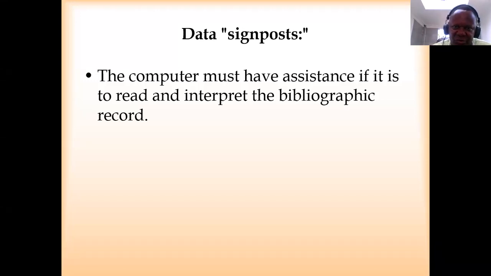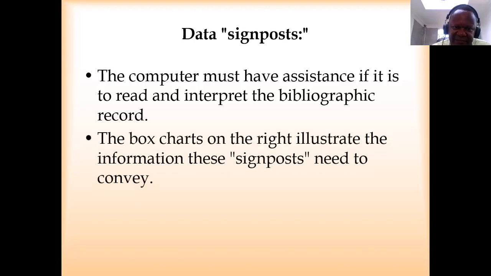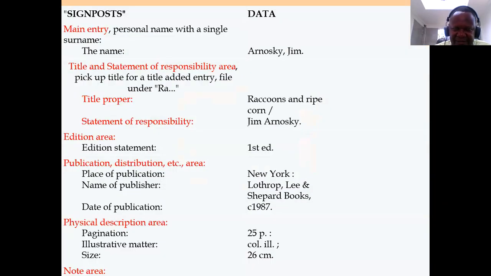So when I want to know if a particular document is available in a catalog, we shall not type author. We shall be using signposts, and that is what the computer will understand. I have a chart in the next slide, which is illustrating these signposts, and we shall look at it, and then things will become clearer.